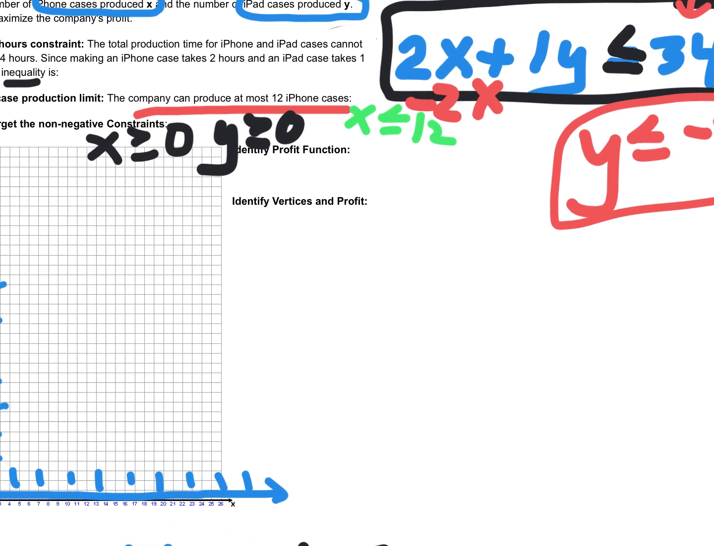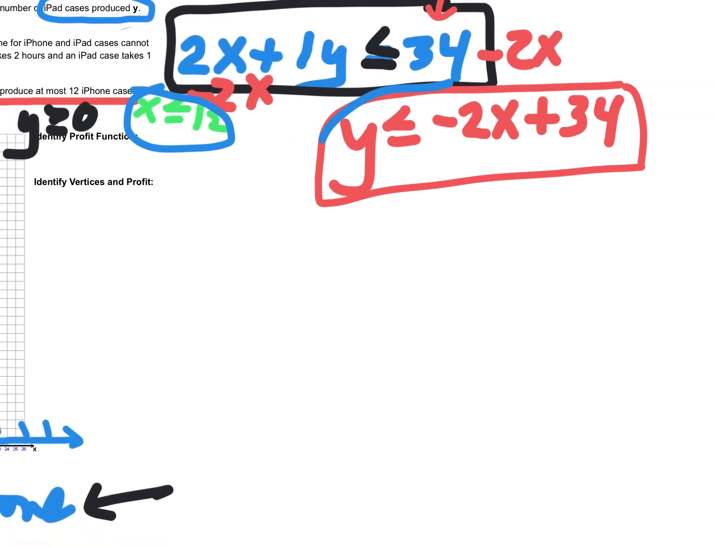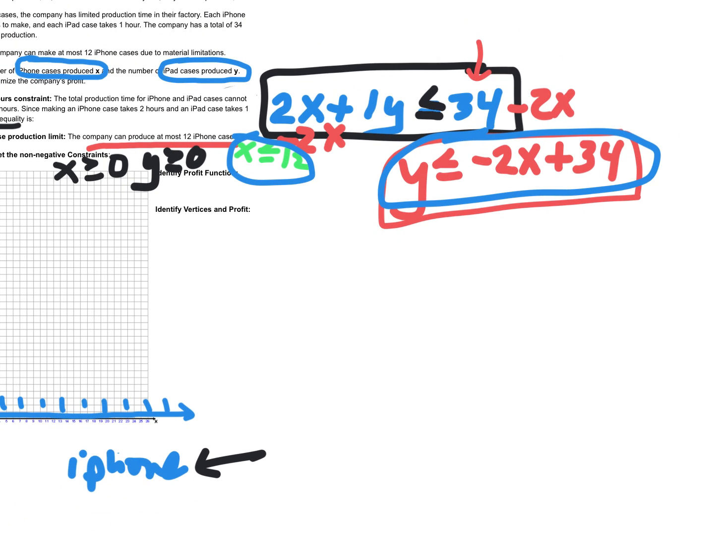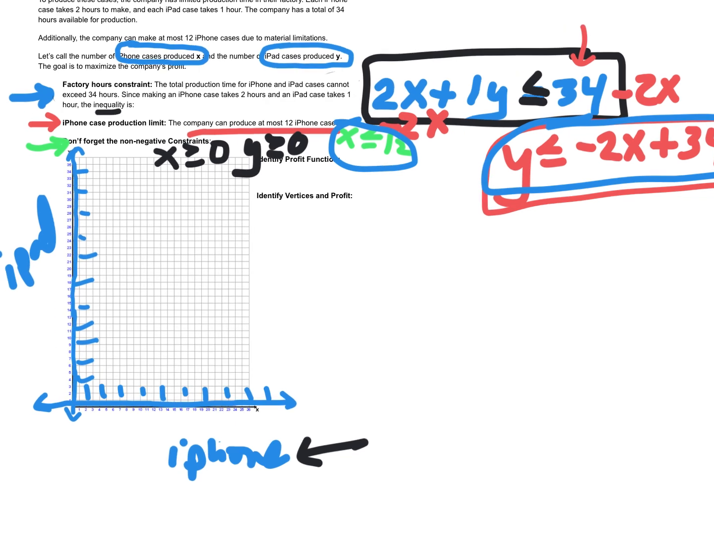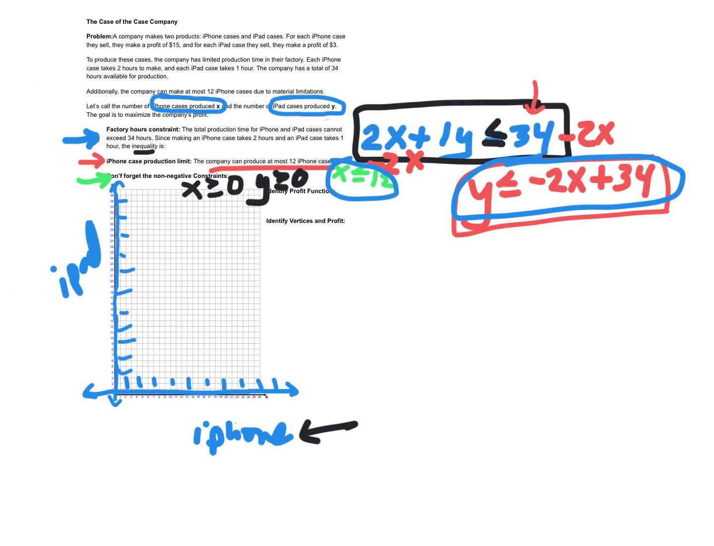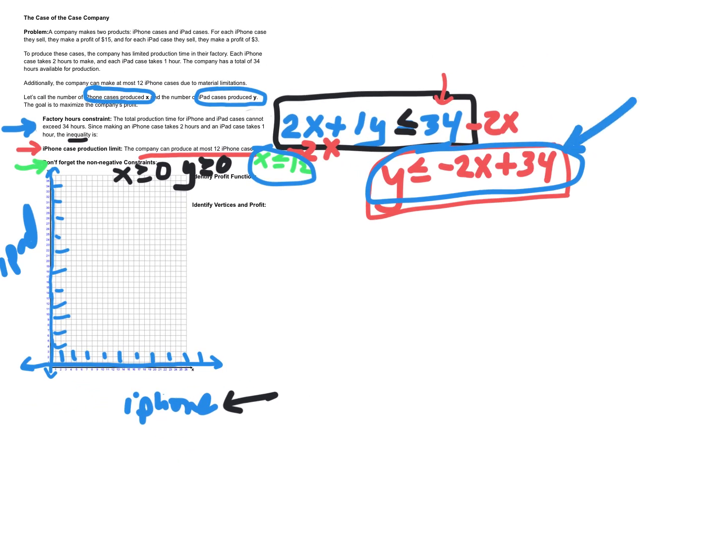Now graph these two, that one and this one. And let's see what shape this thing makes. It'll be like a little trapezoid-y thing that'll have corners. The corners are called vertexes, and one of those will give us the most profit. So please graph this line. Hint, it starts at 34, and it has a slope of going down 2 and over 1.